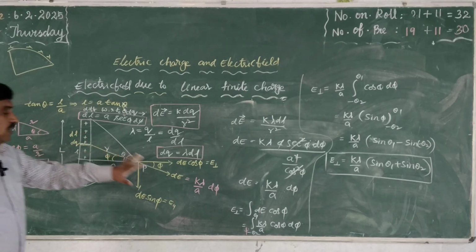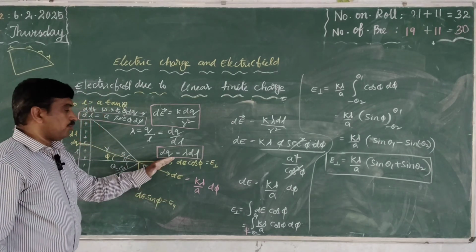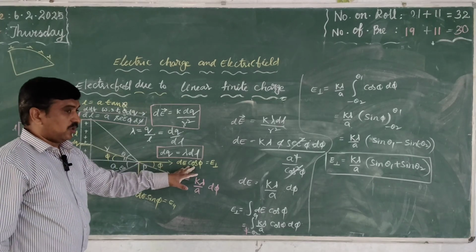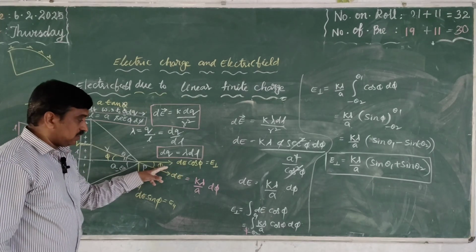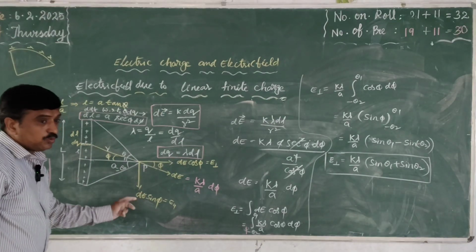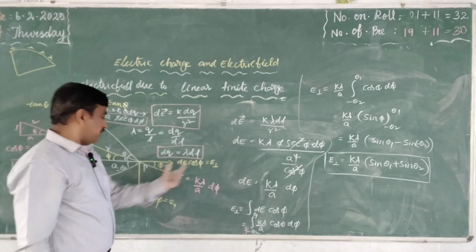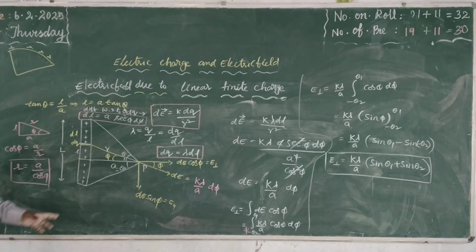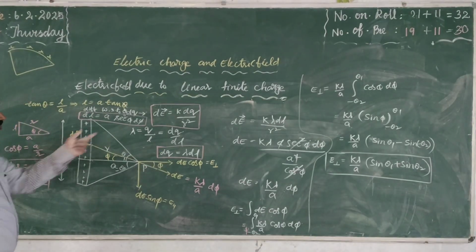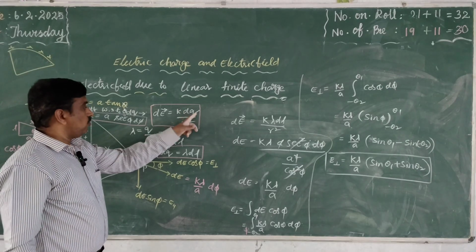Due to this, the electric field dE has two components, one horizontal and one vertical. The horizontal is dE cos phi, because here the angle is theta; cos theta we take, and the other, the opposite, is sin. So dE cos phi and dE sin phi. This dE we want to find out. dE means, due to this dq, k dq by r square.